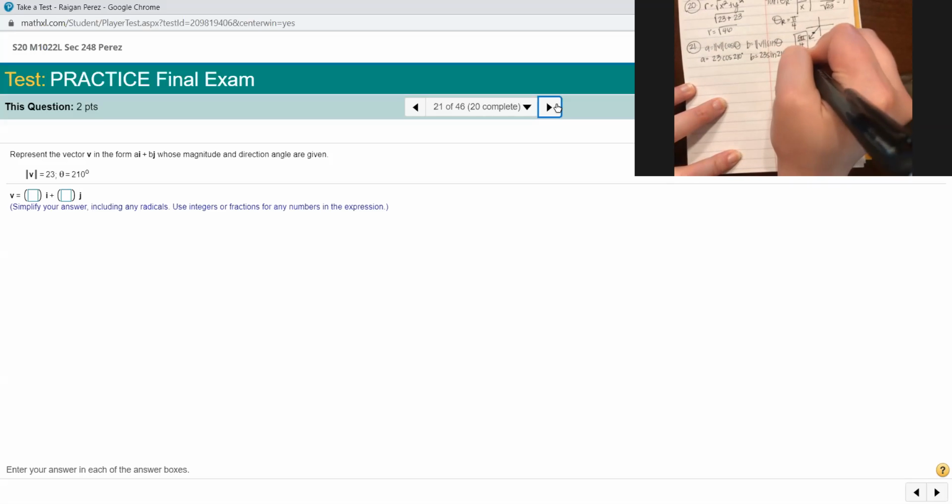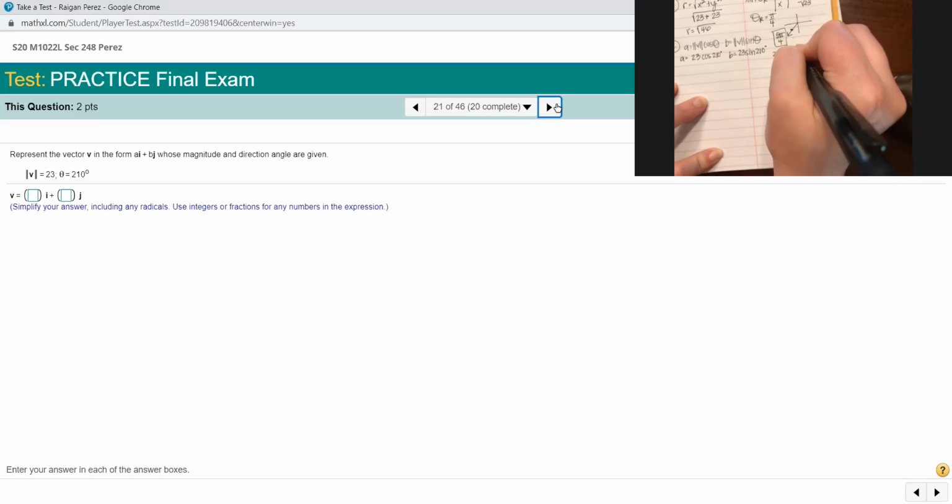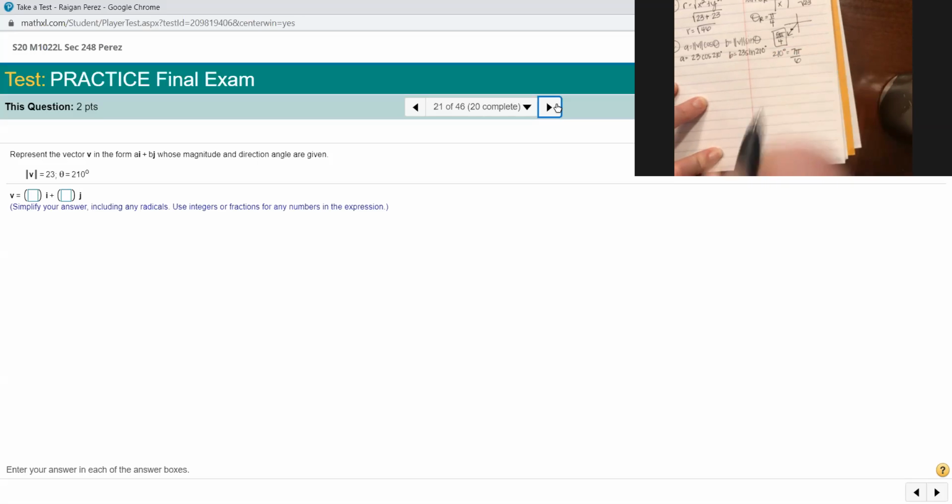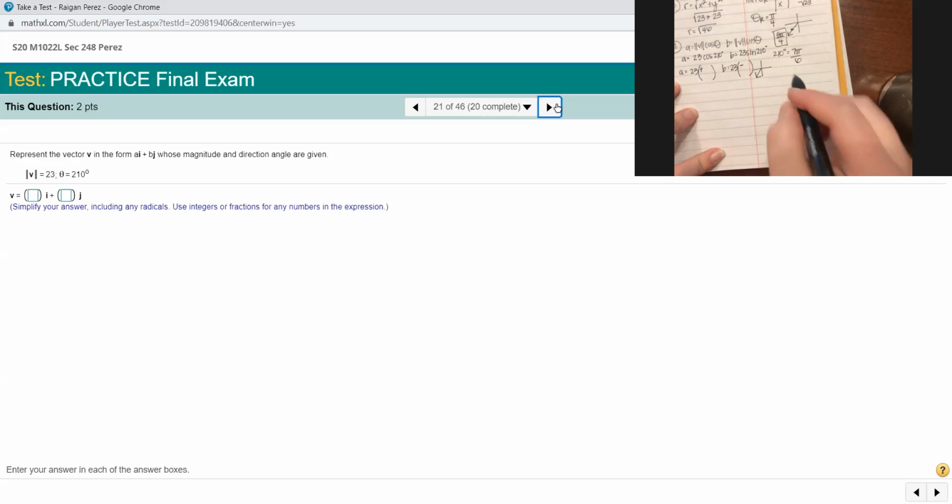So 210 is the same thing as 7 pi over 6. Where does that land? 7 pi over 6 is in quadrant 3. So sine is going to be negative, so this will be 23 times a negative. But cosine is positive. Does that make sense?